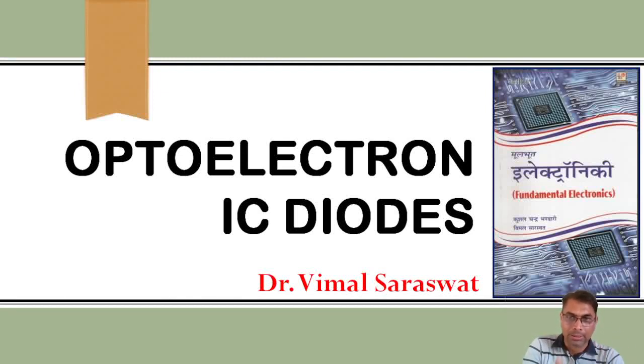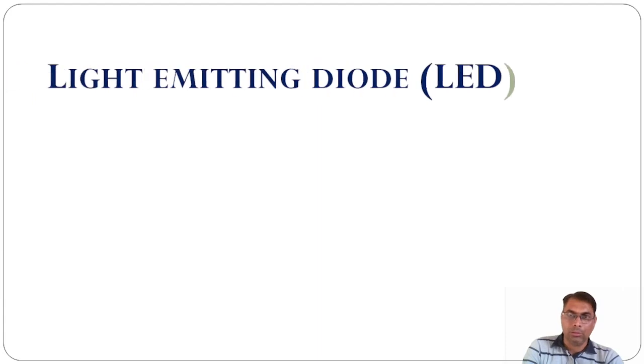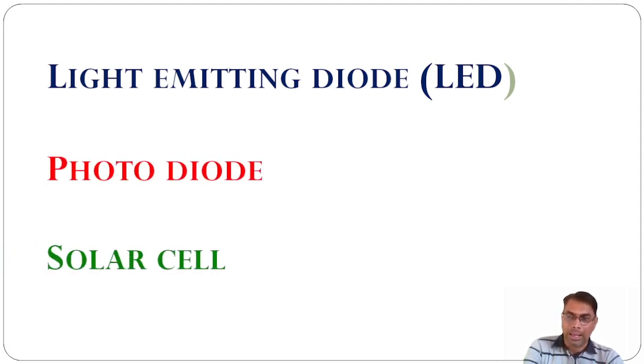Today in electronics, we are going to discuss optoelectronic diodes. Now, what are optoelectronic diodes? If optics is involved in electronics, then such a device is known as an optoelectronic device. So here we will discuss optoelectronic diodes: the light emitting diode, that is LED, the photodiode and the solar cell. These three optoelectronic diodes we will discuss in our current lecture.